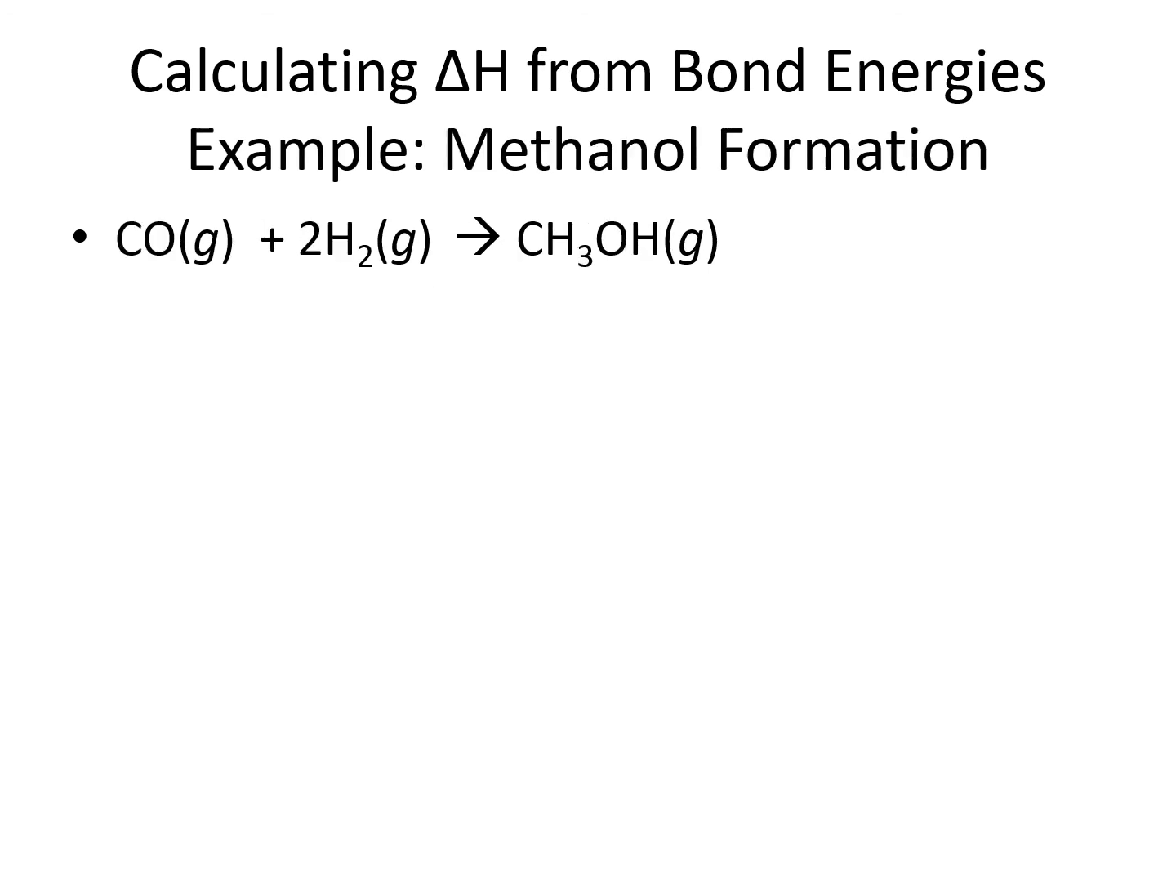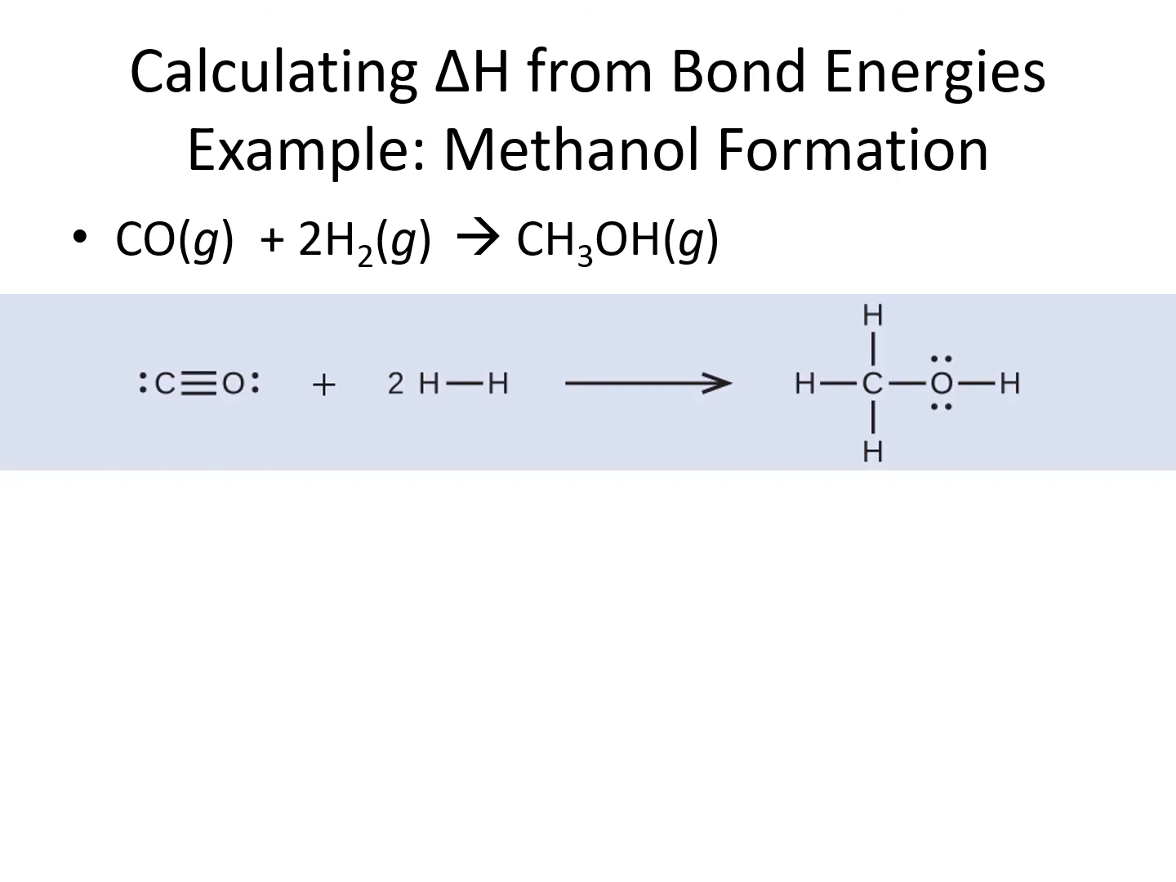Let's look at another example. We have the reaction between carbon monoxide and 2 hydrogen molecules to make methanol. So we would draw out the Lewis structure for each of those molecules. When you follow your 5 steps of drawing your Lewis structure, you find that the carbon monoxide has a triple bond between the carbon and the oxygen. And then we have 2 H-H single bonds from our 2 hydrogen molecules. And then in our methanol molecule, there are going to be some C-H single bonds, a C-O single bond, and an O-H single bond.